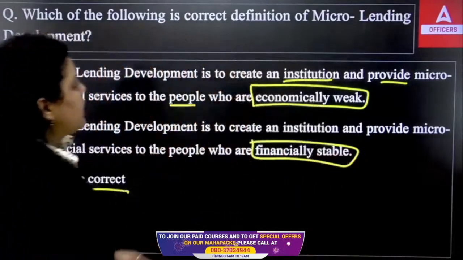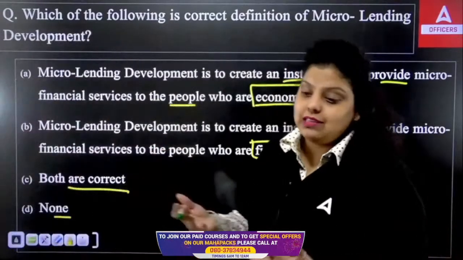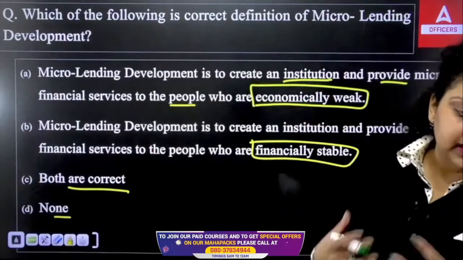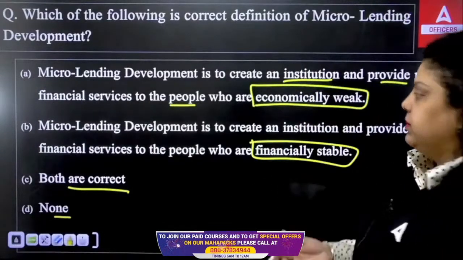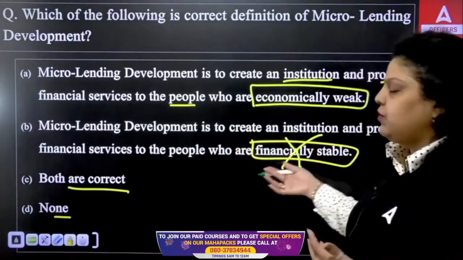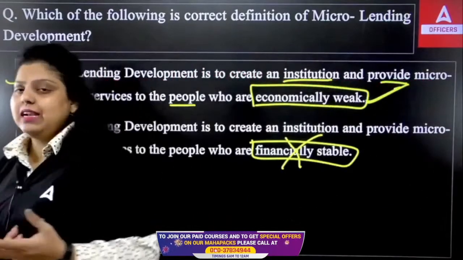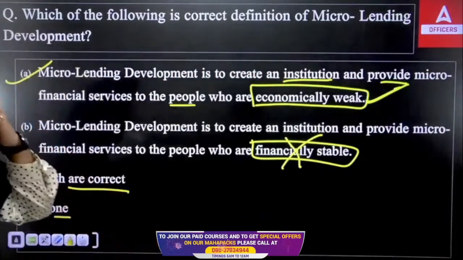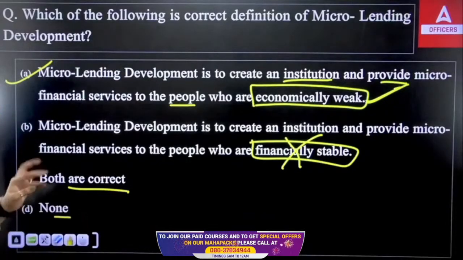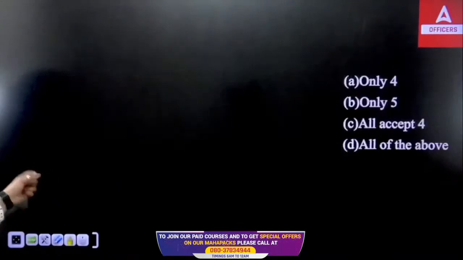And here we are talking about micro lending development. These services provide loans and finance services to people, not to the financially stable person, because they do not need such help, but the economically weaker person, the weaker society or the disadvantaged population will definitely need this kind of service. So the right answer will be A option. Right answer is A option.